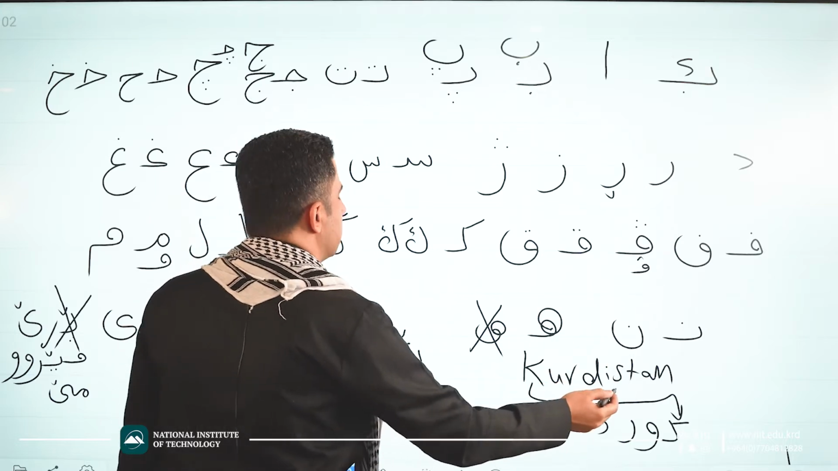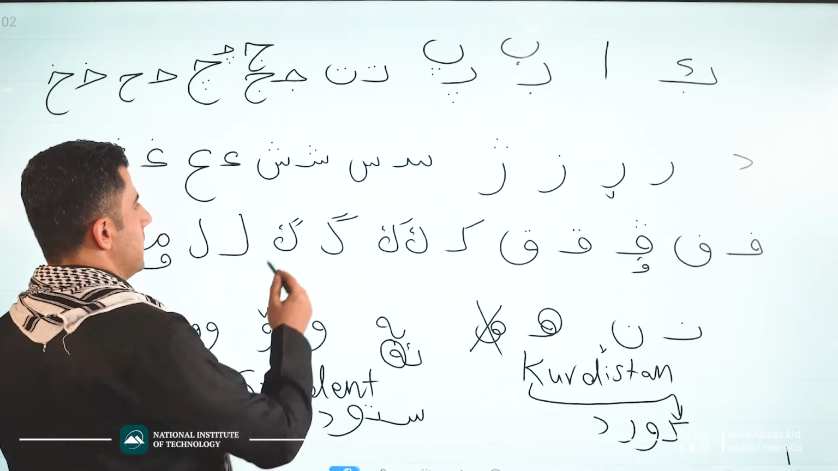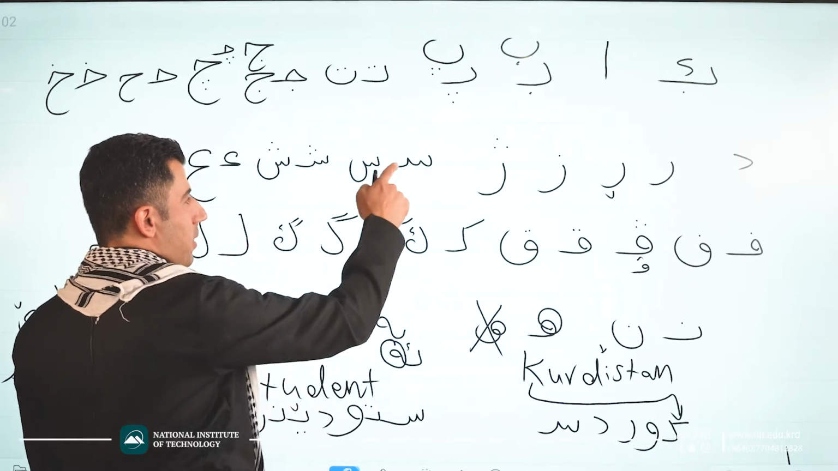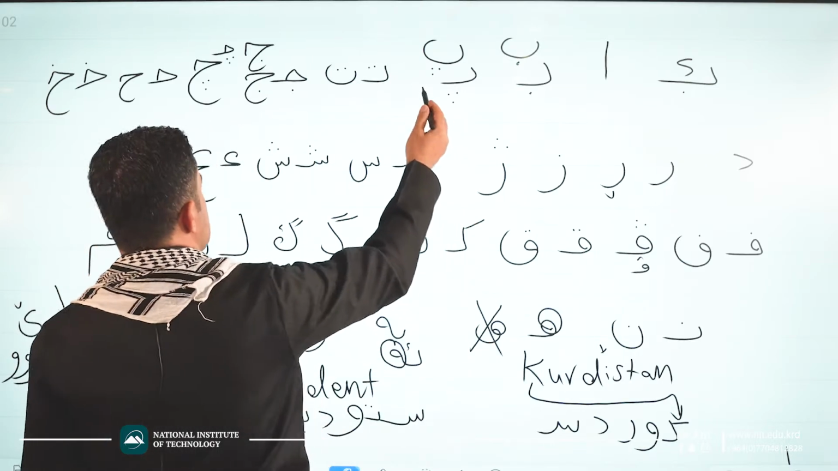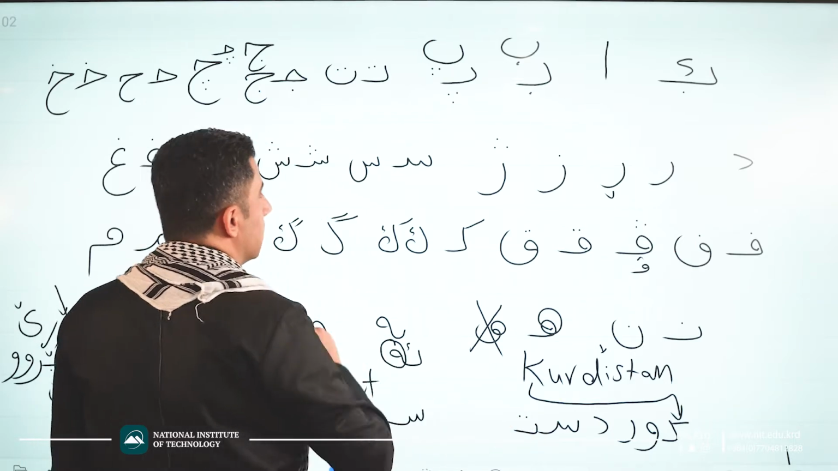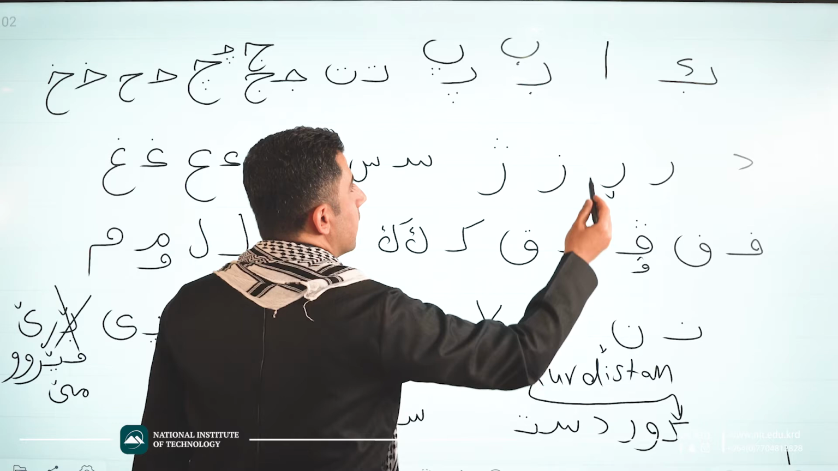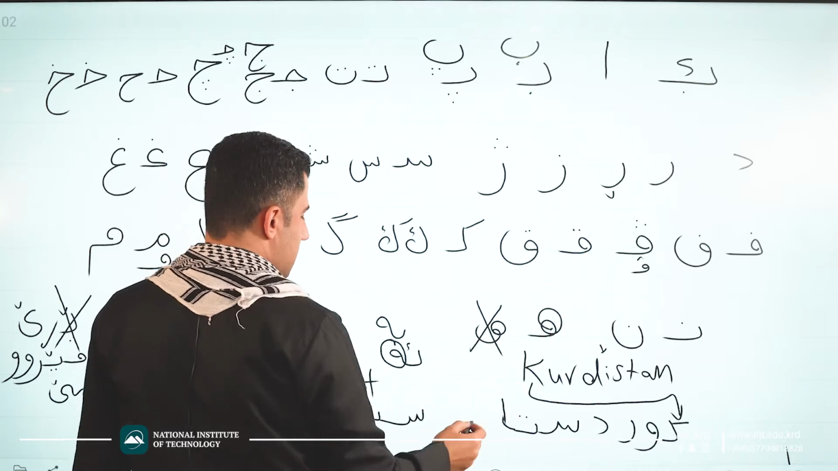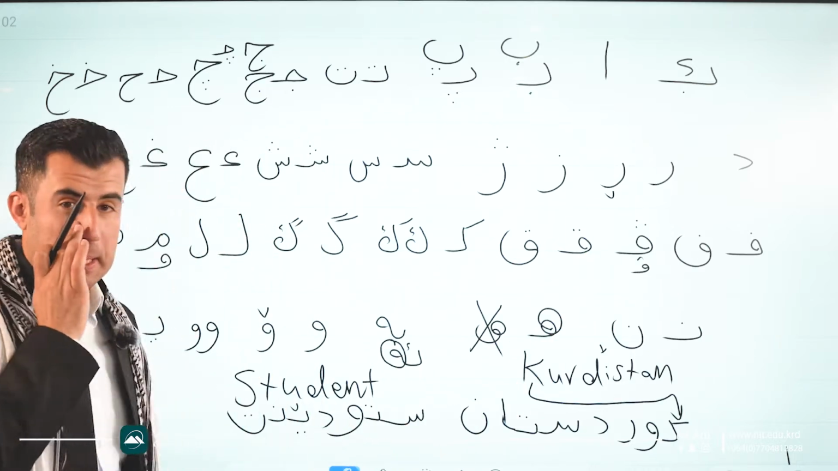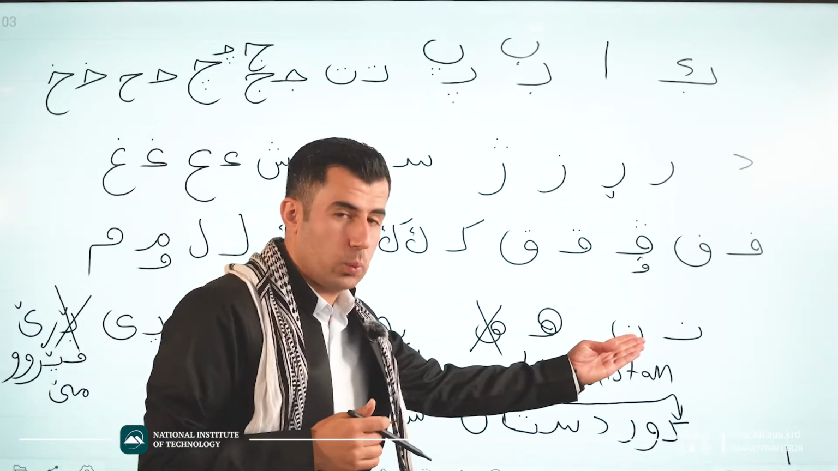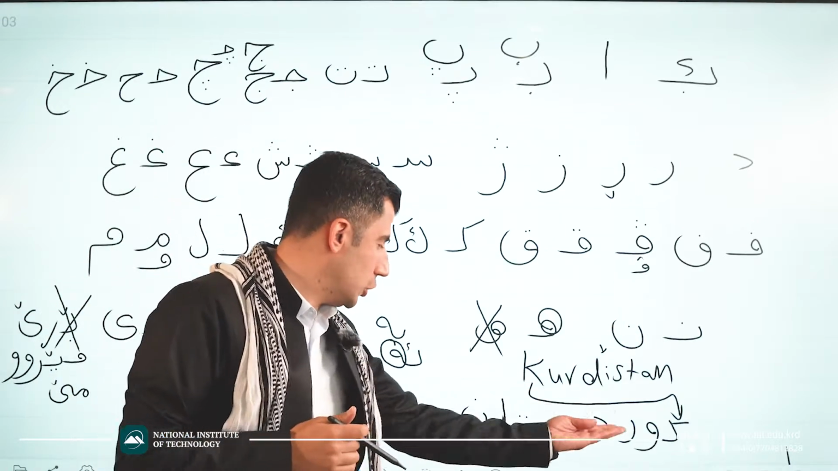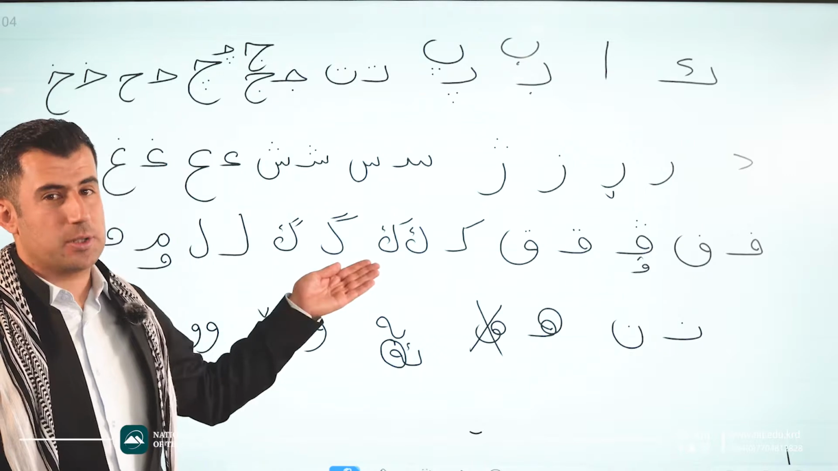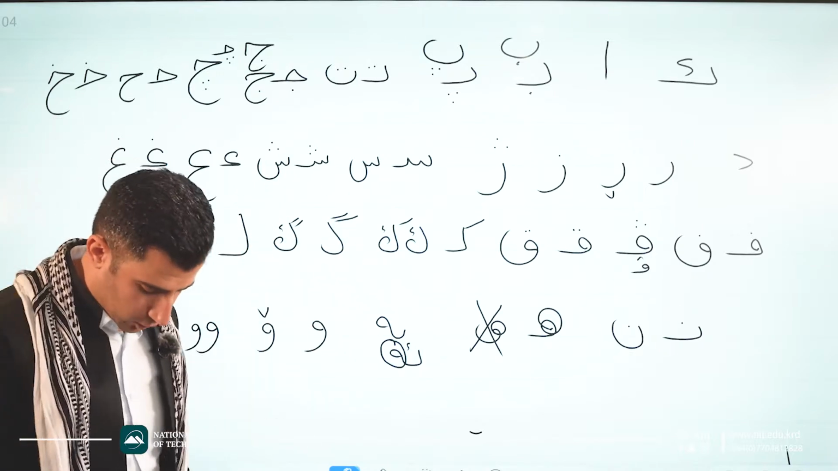S. This one is not pronounced. This is S, but in the middle, not this one, this one. Kurdis. T. Where is T? T, in the middle. Kurdis, ta. The last one is n. Where is n? This one, but at the end of the word. Kurdistan.